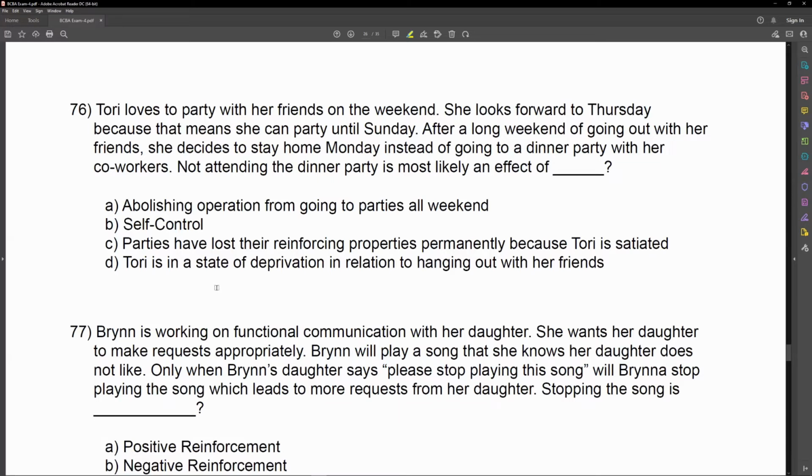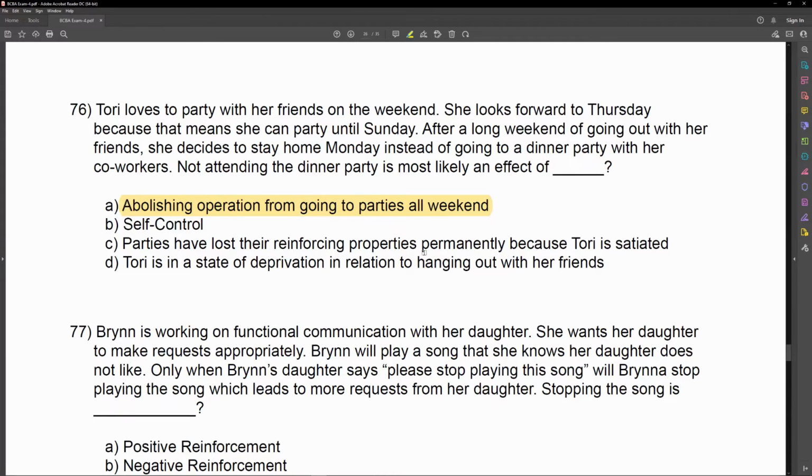Is Tori deprived of her friends or satiated, right? Well, she hung out with them all weekend, so she wasn't deprived. She's most likely satiated, right? So there's probably an abolishing operation going on. This is the best answer, given our answer choices. Not attending the dinner party is most likely an effect of an abolishing operation from going to parties all weekend.